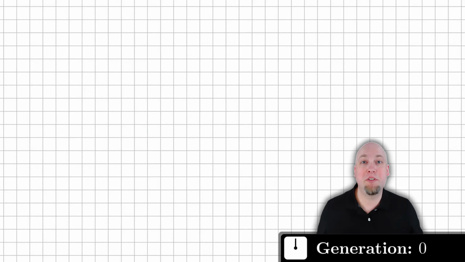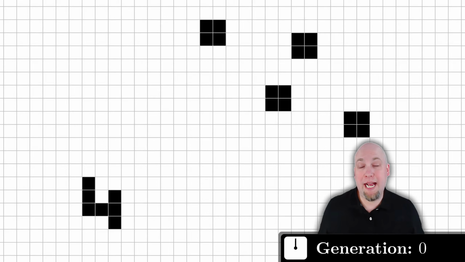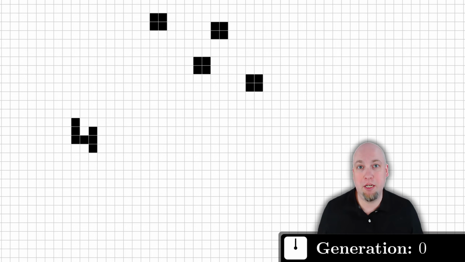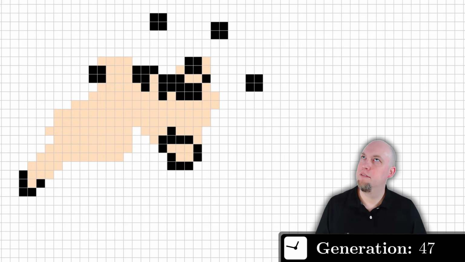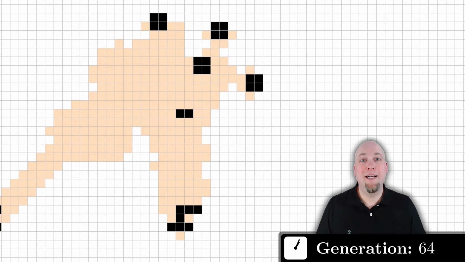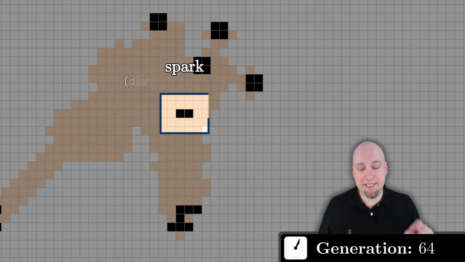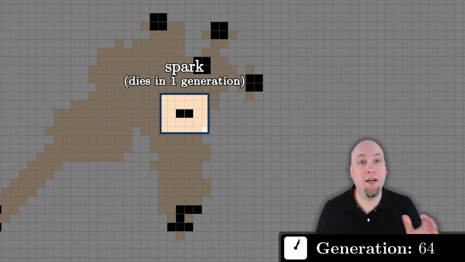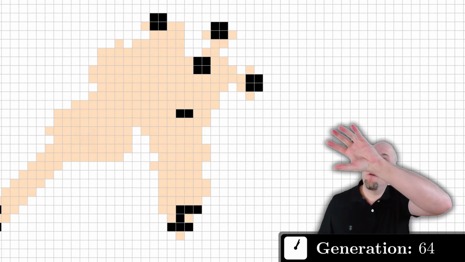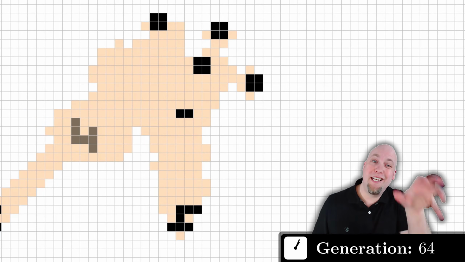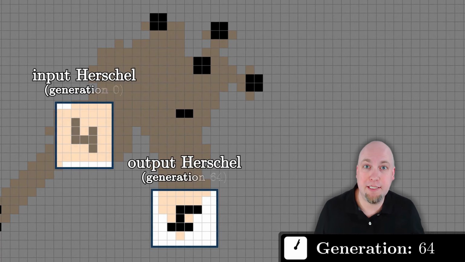People have run all sorts of computer searches to find configurations of still lifes like this. For example, let's look at what happens if we let a Herschel evolve next to this configuration of 4 blocks. So after 64 generations, we can see that a Herschel reappears on the other side of the blocks. In some sense, these four blocks have rotated and moved that Herschel 90 degrees down to the bottom right.